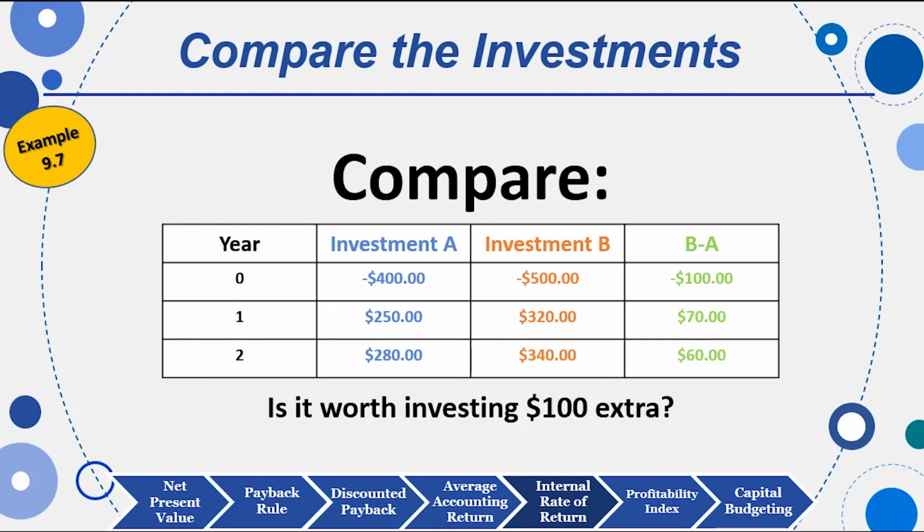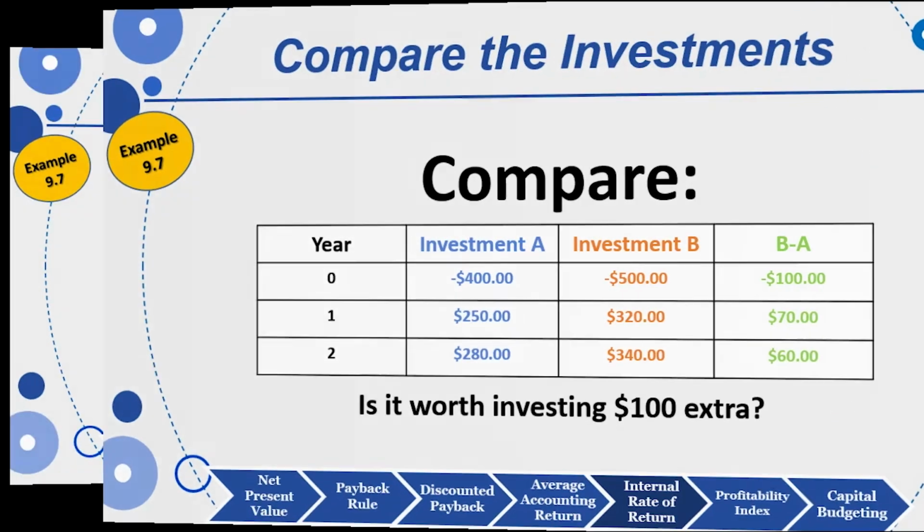Are they mutually exclusive? Looks like they cost about the same amount of money. We could consider these mutually exclusive. And to calculate any possible crossover rate, I take investment B minus investment A, and watch your sign. Be very careful of the sign. So I take minus 500 minus a minus 400 to get minus 100, and then I take 320 minus 250 to get 70, and 340 minus 280 to get 60. And then I do the IRR on those on the third column, B minus A, to find the crossover rate.